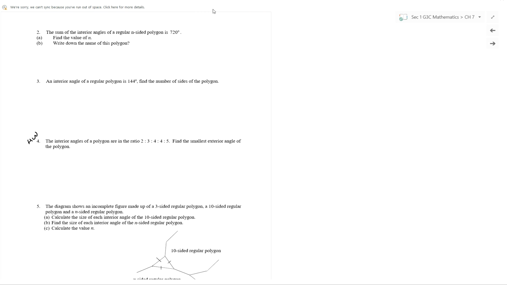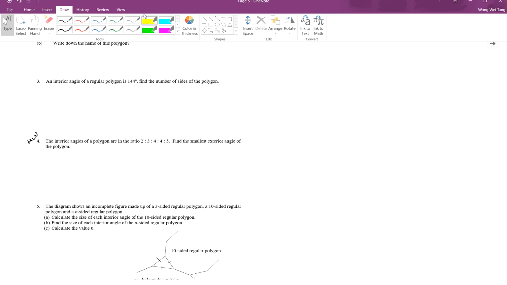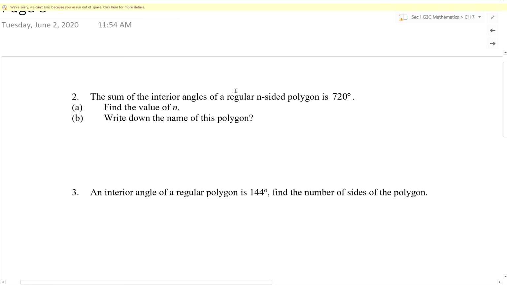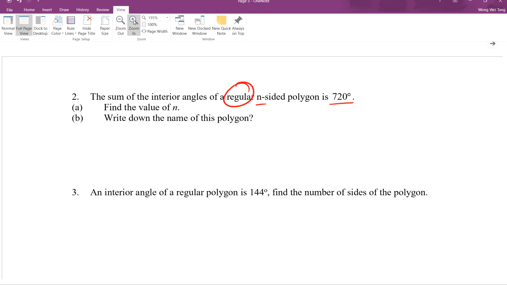Let's move on to the next question. And this is where we will stop for today. The sum of interior angles of a regular n-sided polygon is 720 degrees. These are the keywords you need to know. So there are n sides, and I know that the sum of interior angles is 720 degrees. How do I find the value of n? There's only one formula that we have learned so far.